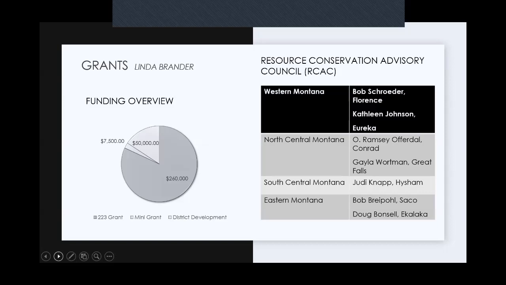It's $260,000. The 223 grant is managed and reviewed and ranked and awarded by our Resource Conservation Advisory Council, what we call RCAC. And this council is 7 members. They are appointed by the governor, and all except for one, which is Kathleen Johnson. She just came on this year. All of these members have been on this board for at least 5 years, and each of these members serve a time slot of 2 years. And so we just re-upped them all, and they all agreed to re-up.